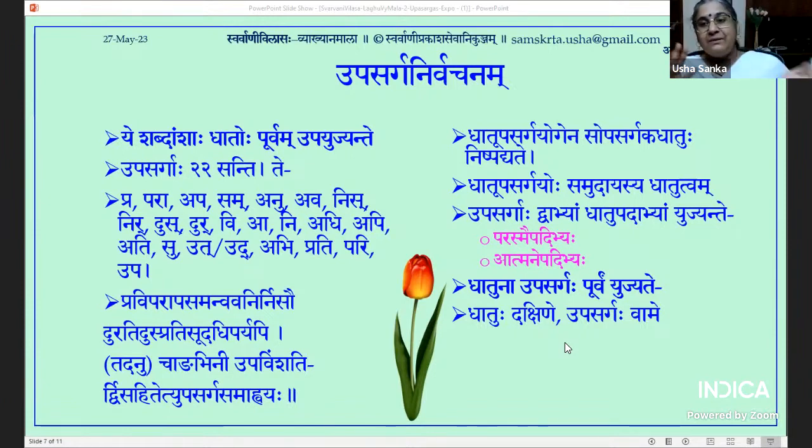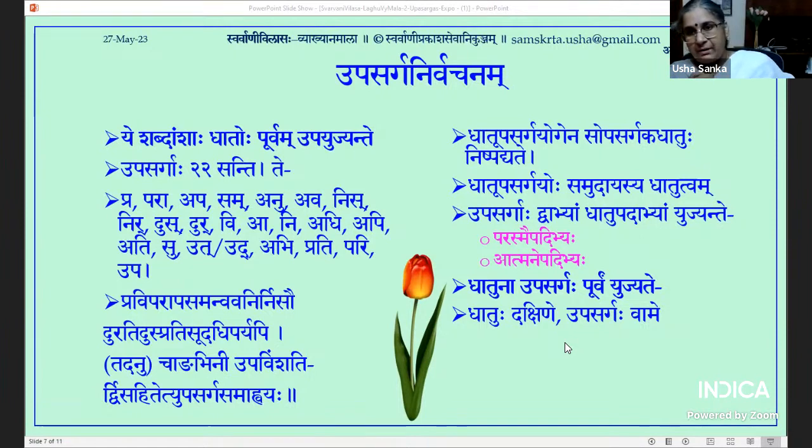So upasarga vame: it doesn't disturb the right side part of the dhatu. The dhatu is always on the right, and the upasarga is on the left. This is a technically important point. It might seem very general. We don't say hasopa, we don't say hasabhi. We say abhihasa, we say vihasa. We don't say hasvi. Never.